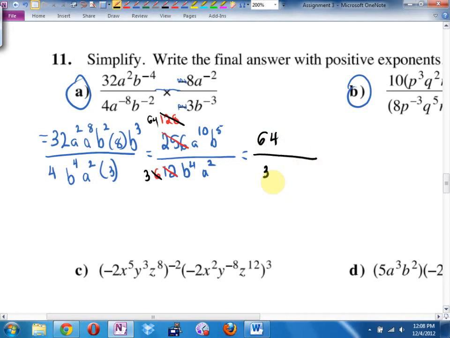How many A's on top grand total? 10. How many on the bottom grand total? 2. How many A's will be left and where? 8 on the top. How many B's on top? 5. How many on the bottom? 4. How many left and where? 1 on top. Am I going to write the 1? No. Is that the answer? 64 A to the 8th B over 3. Okay.